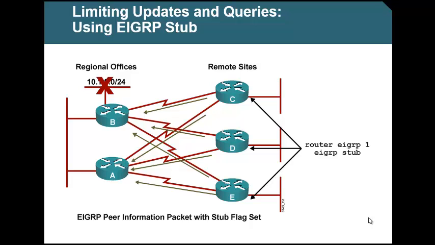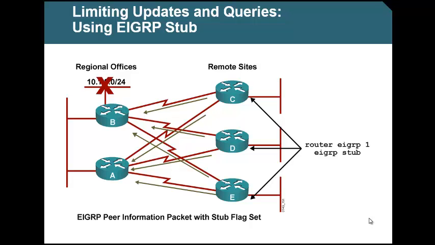So this EIGRP stub, the five different types of stub, helps us to limit the number of updates and queries, and wait in stuck in active. Stub is good in the hub and spoke topology. When we know very well C cannot respond with a reply, then why do we need to allow B to query C and get into SIA, stuck in active state? So it is good to go and configure stub.